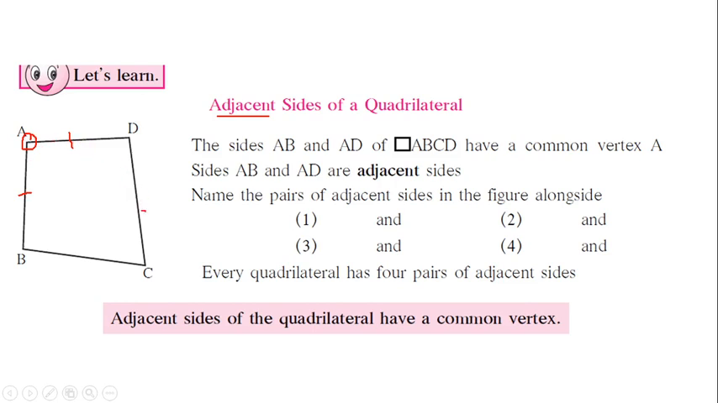Another example, side CD and side BC are adjacent because why? They have a common vertex. Common vertex means these two sides are touching each other at one vertex, one point C. Adjacent sides of a quadrilateral have a common vertex.